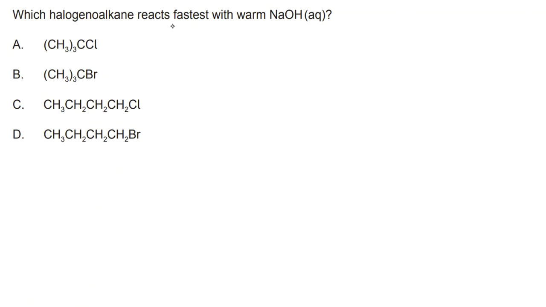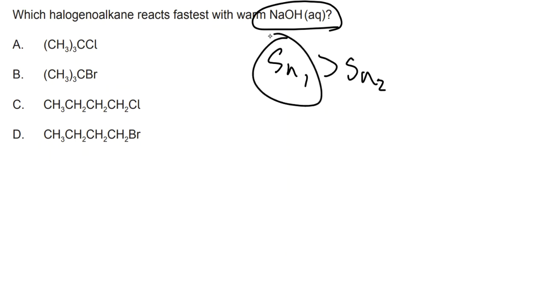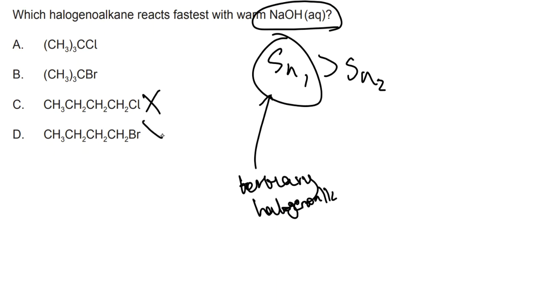Which halogenoalkane reacts fastest with warm sodium hydroxide? Okay, with sodium hydroxide, we're thinking of a nucleophilic substitution reaction. I believe it's substitution, right? Nucleophilic substitution reaction of a halogenoalkane. The fastest is the SN1 mechanism because it's faster than the SN2 mechanism. If we're looking at the SN1 mechanism, we're thinking of tertiary halogenoalkanes. So already we can see these are primary. We can eliminate them because they follow the SN2 mechanism, which is one step and slower than the SN1 mechanism.